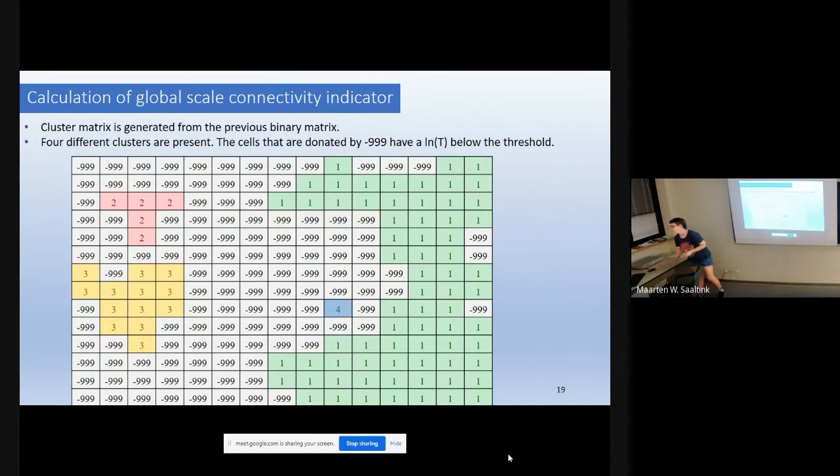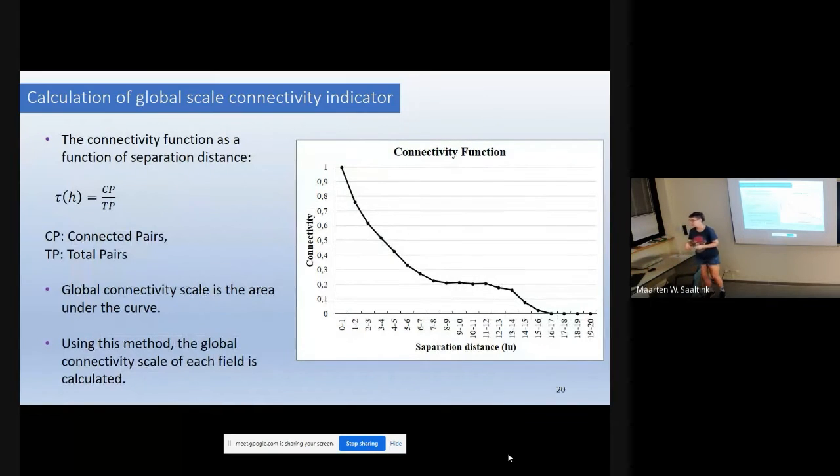Then we see the clusters. We have 4 clusters here. We label them. And then the connectivity function is the number of connected pairs over the number of total pairs for each separation distance. And the global connectivity scale is the area under this curve. Using this method, the global connectivity scale of each field is calculated.